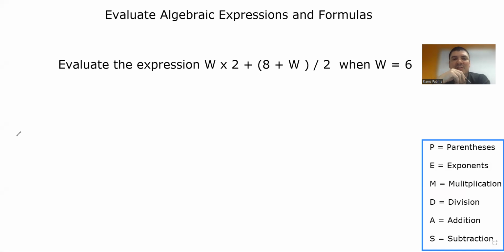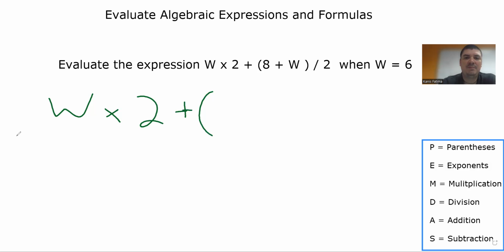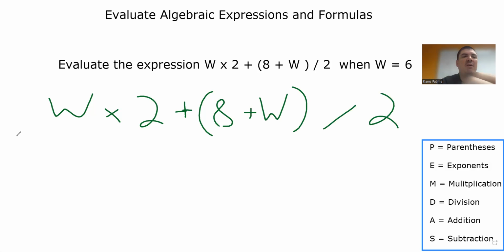We have the expression w times 2 plus parentheses 8 plus w divided by 2. I'll write this here. Now, the key here is we know what our variable's value is. It says that w equals 6. So all I'm going to do is substitute 6 everywhere I see a w.